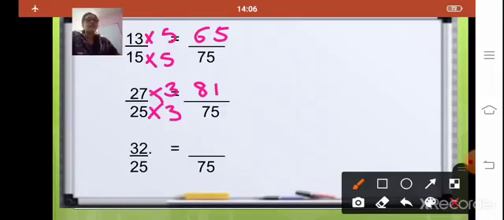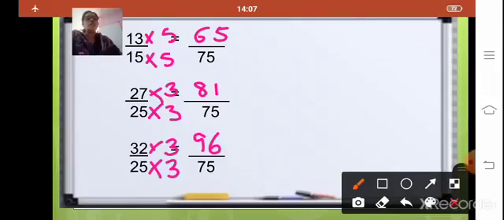And the last fraction, 25 multiplied by 3 will give you 75. Same way 32 multiplied by 3 will give you 96. Okay. So you have made all the denominators same now. That is, your denominator has become 75. So all the fractions are like fractions now.